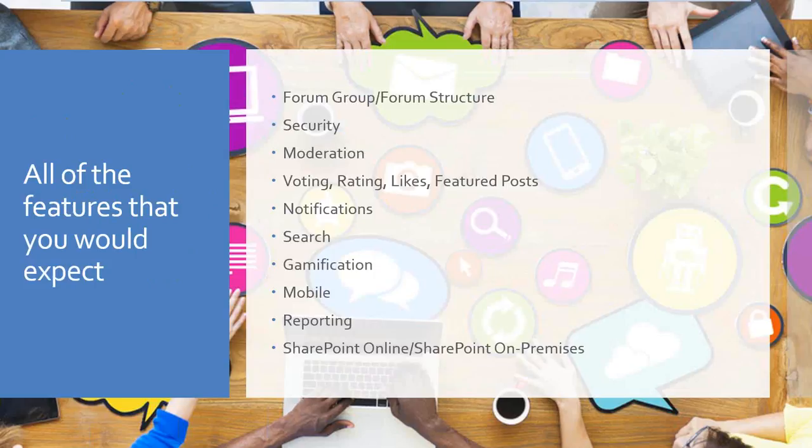So some of the features that Social Squared has, and we're going to have a look at these in just a moment. So you have that forum group and forum structure, as I mentioned, that is familiar. There's also security as well. So as well as being able to show and hide different forum groups in different sites or on different pages, you can also apply security to them as well. So if there is a particular forum group that you do want to make read-only, you can go ahead and make it read-only for certain groups of people.